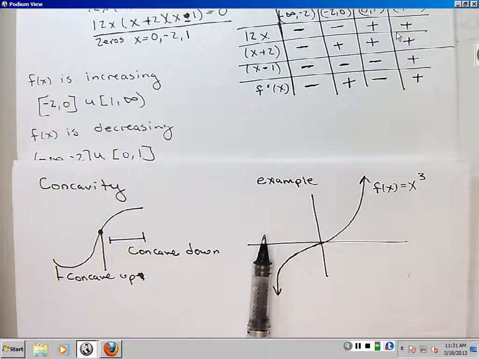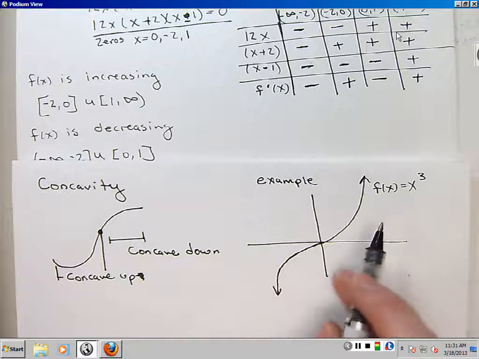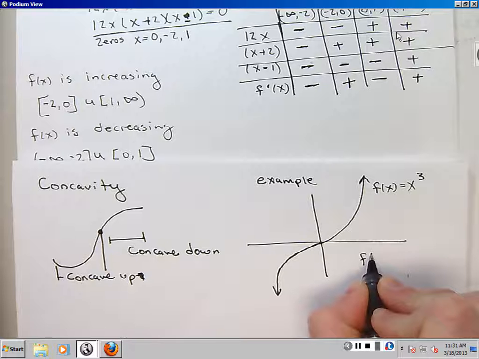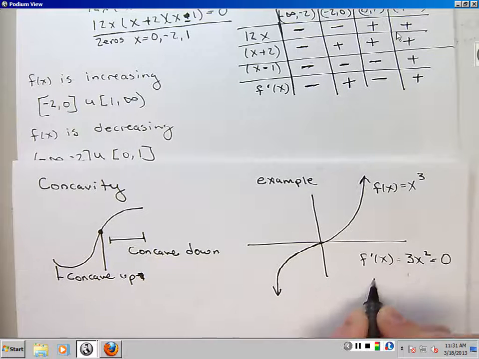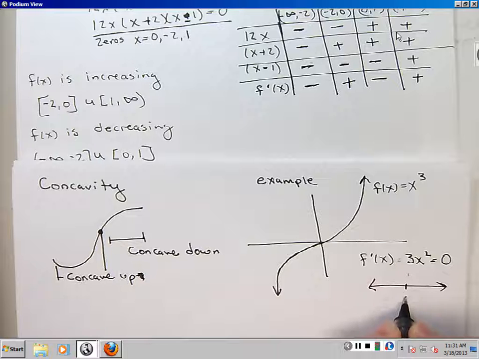getting larger. So if I was to look at the first derivative of this function, I'd have 3x squared. Well, that equals 0 at critical points, right? At x equals 0. But if I plug in a negative number, say negative 5, I get positive, right? Because a negative squared is positive. And if I plug in a positive number, I get positive. So this is telling me that my function is always increasing.